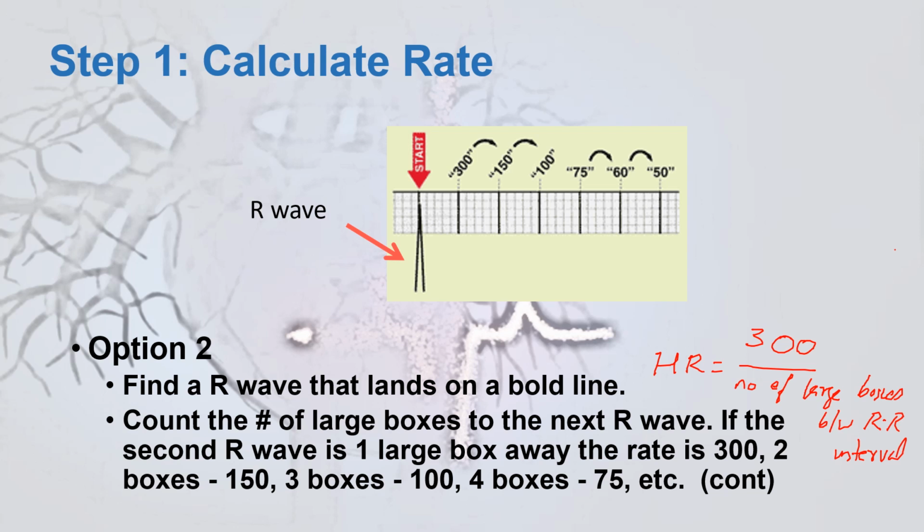Otherwise, instead of 300, we can use 1500 divided by the number of small boxes between the RR interval. Count the number of small boxes, and the numerator will be 1500. The value we get is the heart rate.